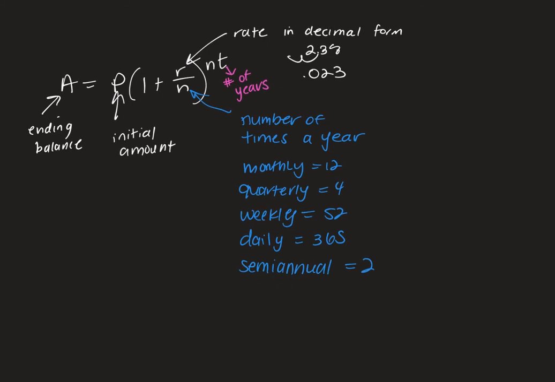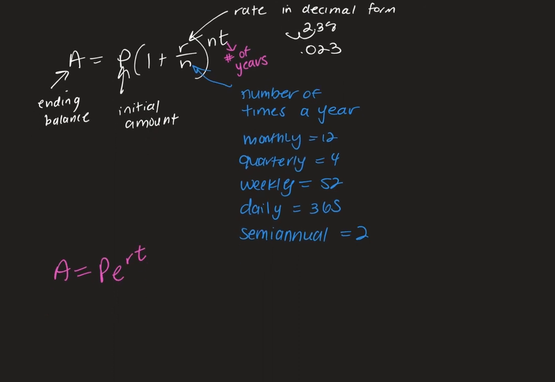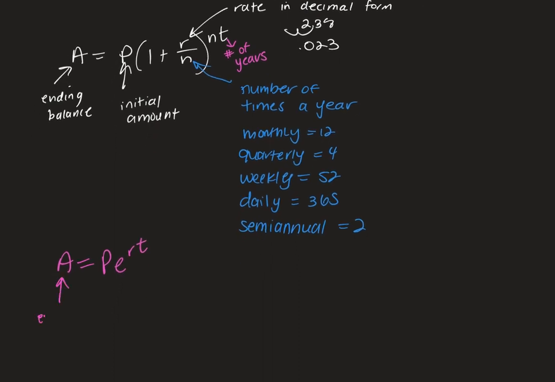And then the other one you need to know is the PERT. A equals P E R T. The A again is the ending balance. The P is the initial. The R is the rate in decimal. And the T is the time in years.